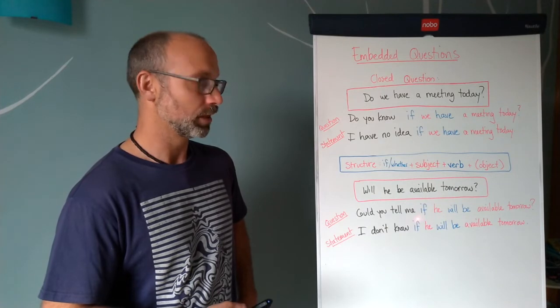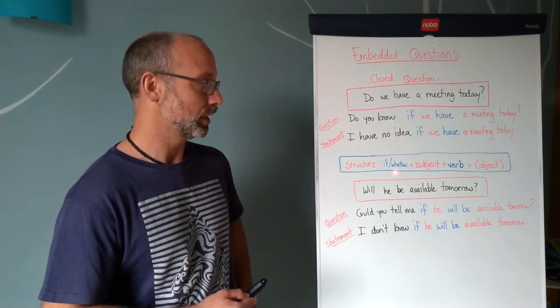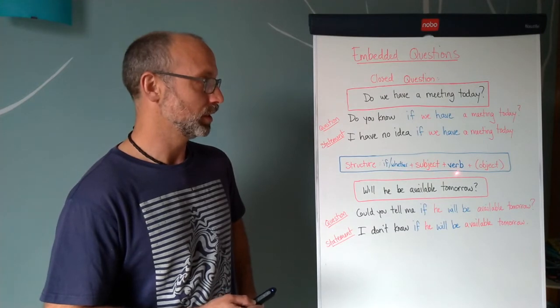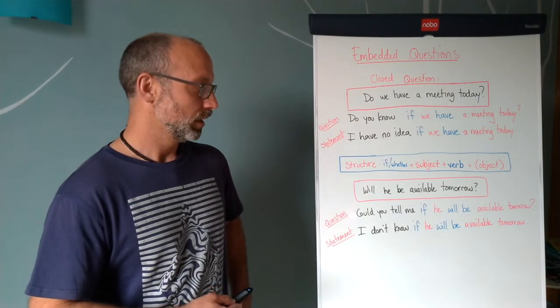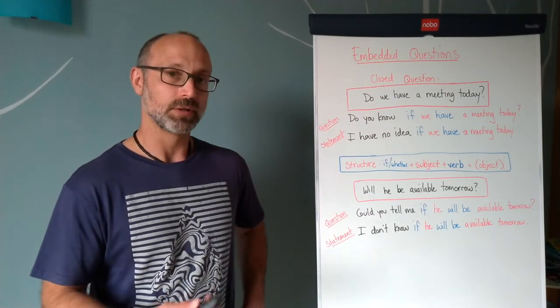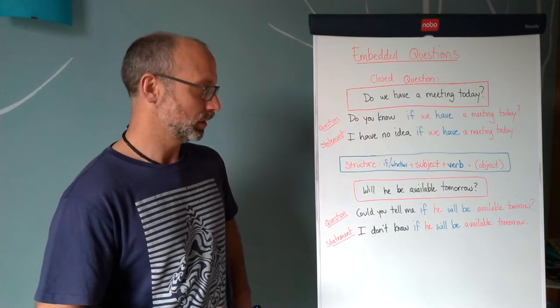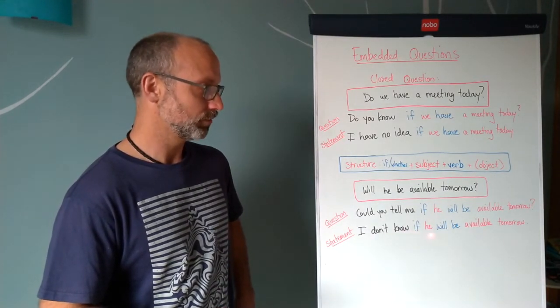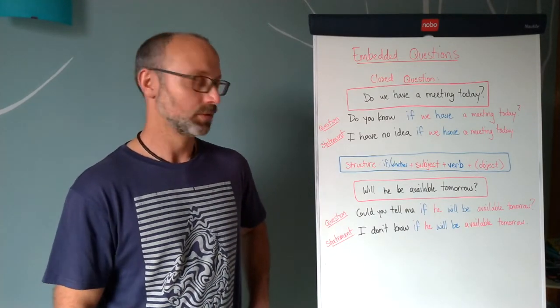And just like every other example we've looked at, we're following the same exact structure. If he will be available tomorrow. And perhaps the person on the other end of the phone doesn't know. Maybe he or she could say, I don't know if he will be available tomorrow. I'll have to check and get back to you.